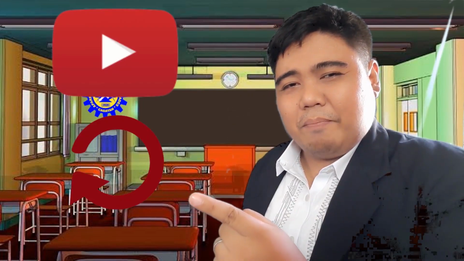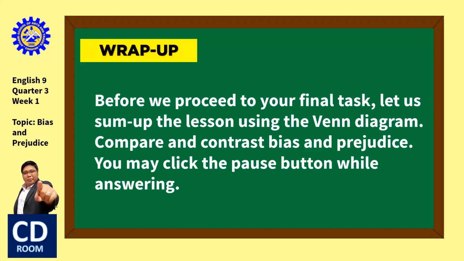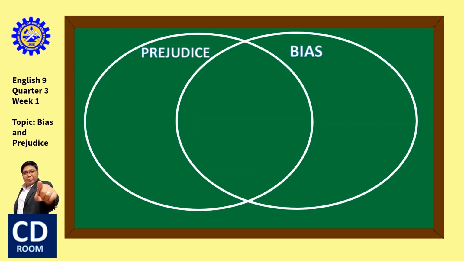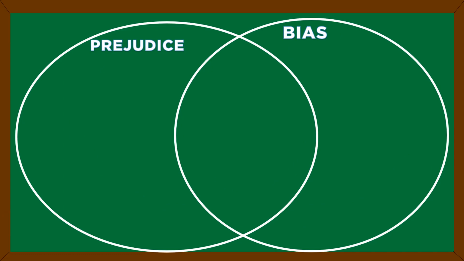Were you able to get all answers correctly? If yes, congratulations! It means to say that you have already mastered our lesson for today. If no, don't worry, you can always hit the replay button. Let us wrap up the lesson by filling up the Venn diagram. Compare and contrast prejudice from bias.